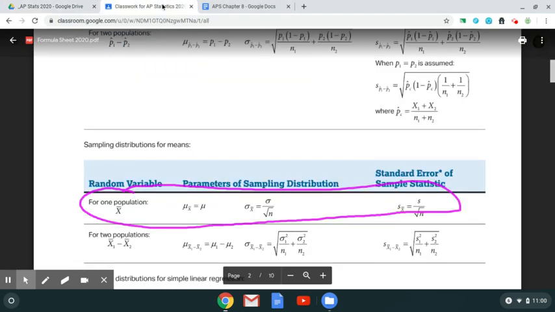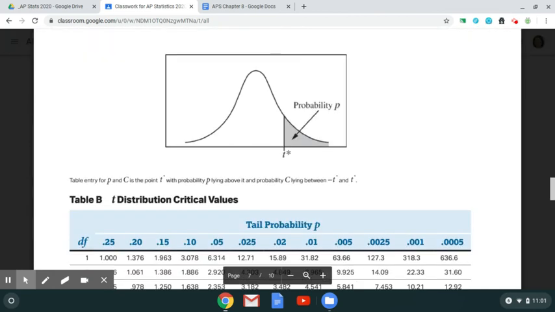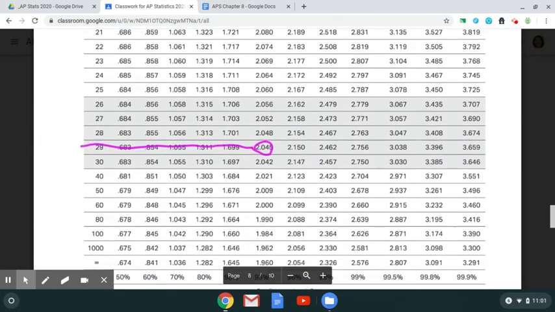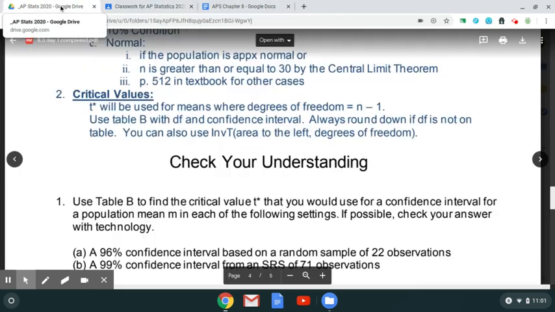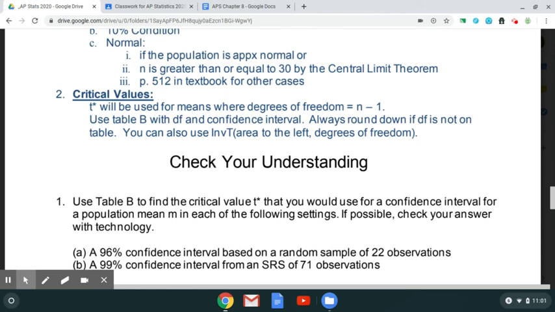So if you go back to your formula sheet with me and we go down to the degrees of freedom, I want you to look at what happens. At 30, it stops giving us individual values. So we do have some limitations on your formula sheet. If you have to use your formula sheet, you're going to round down if degrees of freedom is not on your table. So if you find degrees of freedom between 30 and 40, round down to 30.